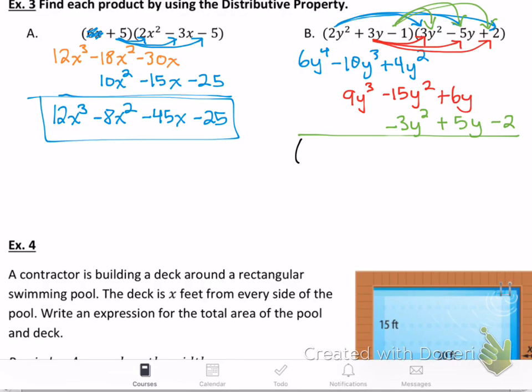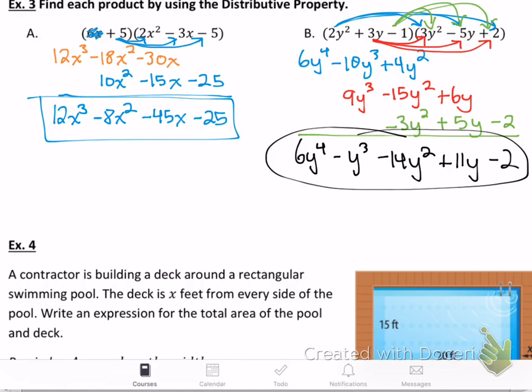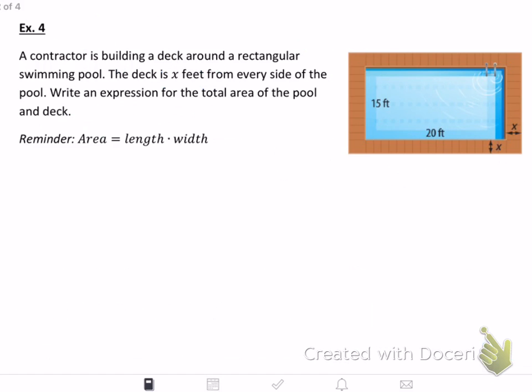So 6y to the fourth gives me a 6y to the fourth. Negative 10y cubed plus a 9y cubed gives me a negative y cubed, or negative 1y cubed. A positive 4y squared minus a 15y squared minus a 3y squared gives me a negative 14y squared. And then a positive 6y plus a positive 5y gives me an 11y, minus 2. And so this is my simplified version of when I multiply these two trinomials.